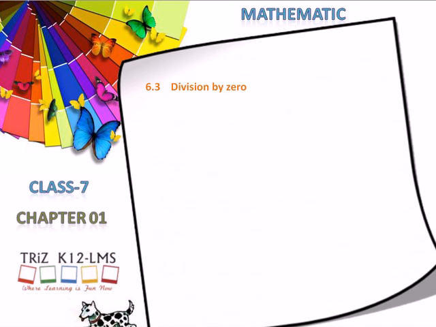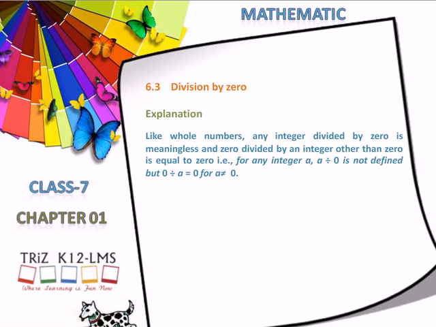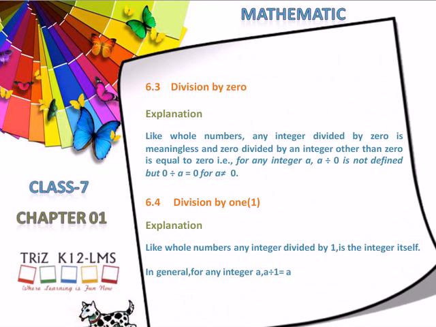6.3. Division by 0. Explanation: like whole numbers, any integer divided by 0 is meaningless, and 0 divided by an integer other than 0 is equal to 0. That is, for any integer a, a ÷ 0 is not defined, but 0 ÷ a = 0, for a not equal to 0. 6.4. Division by 1. Explanation: like whole numbers, any integer divided by 1 is the integer itself. In general, for any integer a, a ÷ 1 = a.